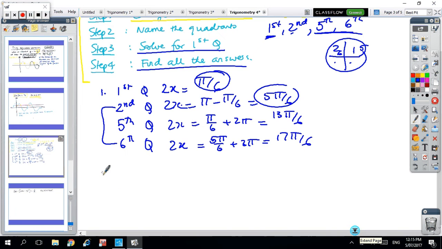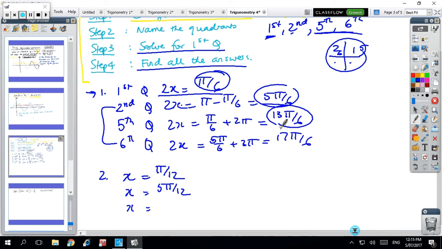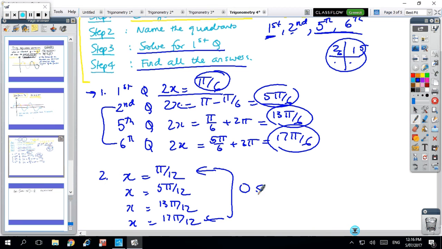And then we finish our answers because we want to find it for x. So in the first quadrant, if 2x equals pi on 6, then we have x equals pi on 12. If 2x is 5 pi on 6, it's going to be 5 pi on 12. And our fifth quadrant, 13 pi on 6 becomes 13 pi on 12. I'm just dividing all the answers by 2. 17 pi on 6 becomes 17 pi on 12. And so all our answers end up being between 0 and 2 pi.